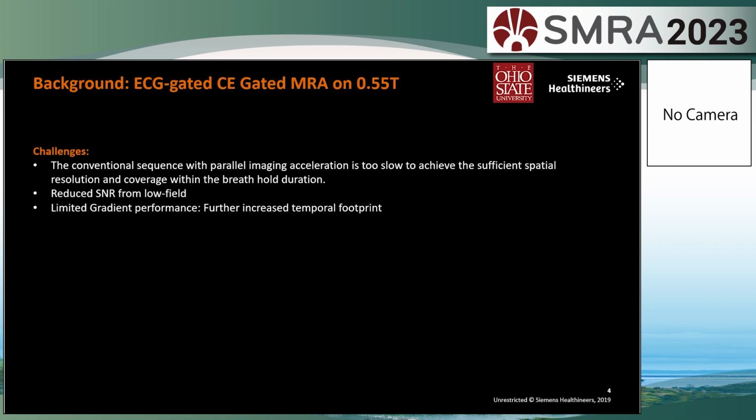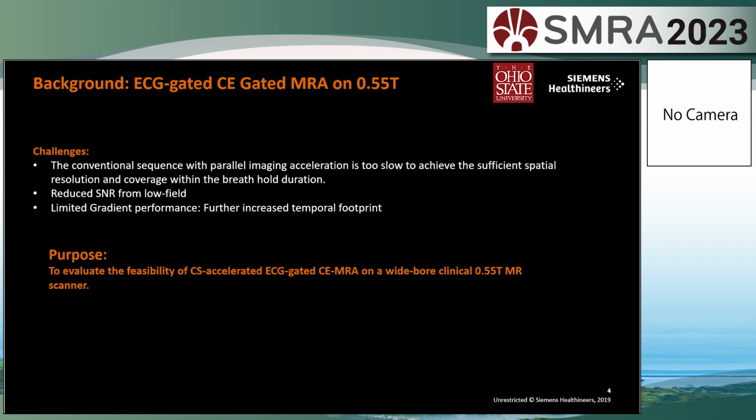However, for ECG-gated contrast-enhanced MRI on 0.55T, there are several limitations and challenges. First, the conventional sequence with parallel imaging acceleration is too slow to achieve sufficient spatial resolution and coverage within the breath hold duration. Second, reduced SNR from low field makes it challenging. And third, limited gradient performance on the systems further increases the temporal footprint. So we need to come up with methods to improve SNR and also reduce the total acquisition time.